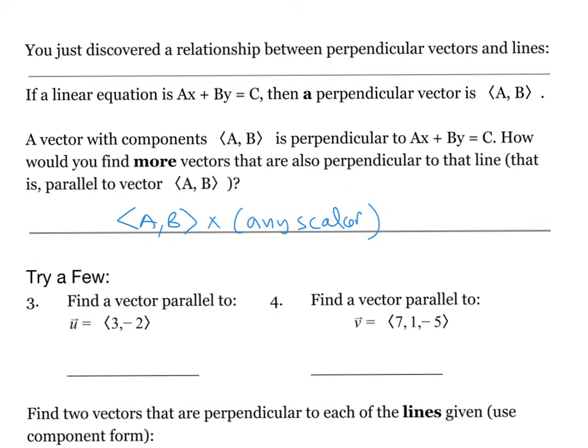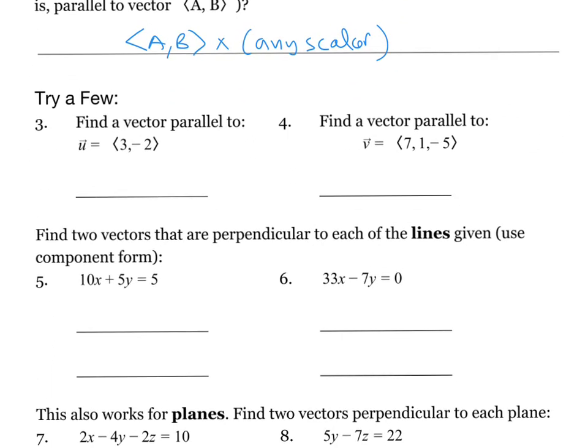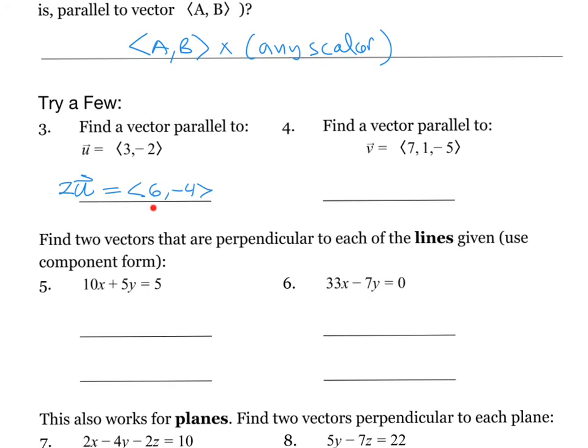So this is not rocket science by any means. Let's try an example. Example 3, find a vector parallel to u, whose components are 3, negative 2. So what we could do is say, well, one example would be 2 times vector u, which would be equal to 6, comma, negative 4. All I've done again is taken the components, 3, negative 2, multiplied them by 2. Sorry, this is a second vector, 6, negative 4, that's parallel to 3, negative 2. It's in the same direction as 3, negative 2, and it's twice as long. Parallel.